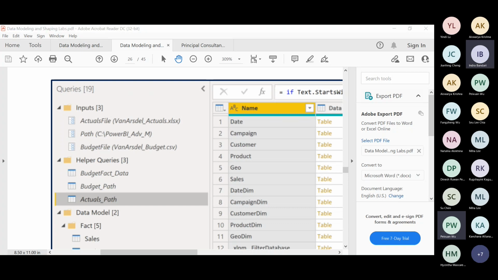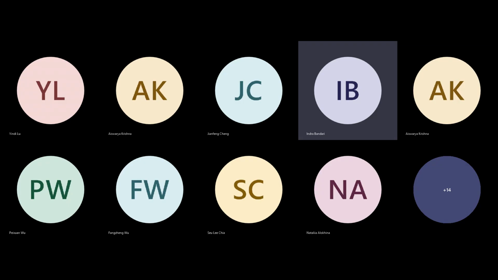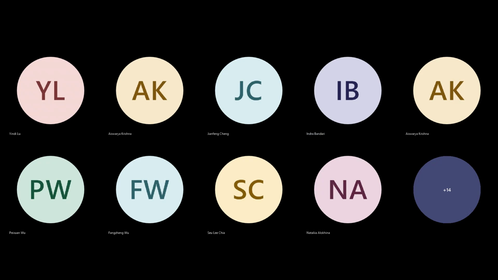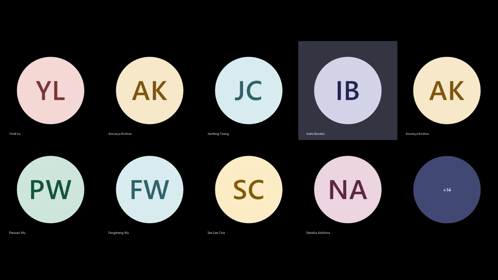And when you look at the file actuals underscore path.txt, it starts with let. Let means usually you are in the beginning. I mentioned that it's used to assign values to variables, right?